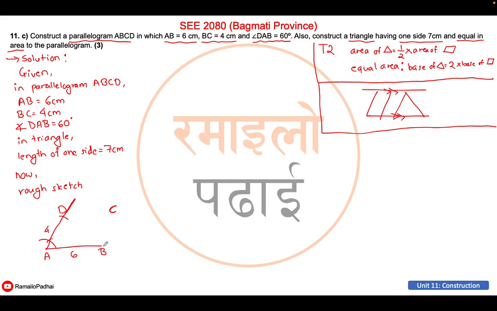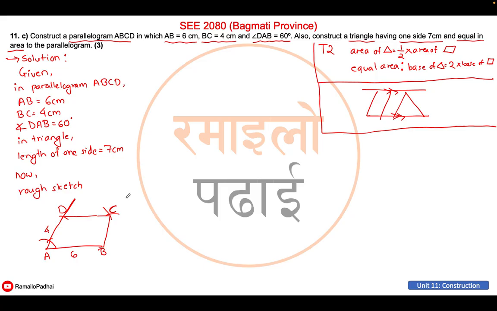Now we measure AB with the compass, and from D we mark here, and we measure AD, and from B we mark here, and joining these two lines we will get the parallelogram ABCD. It does not look like a parallelogram here, but it actually is a parallelogram. It will be a parallelogram when we draw it.